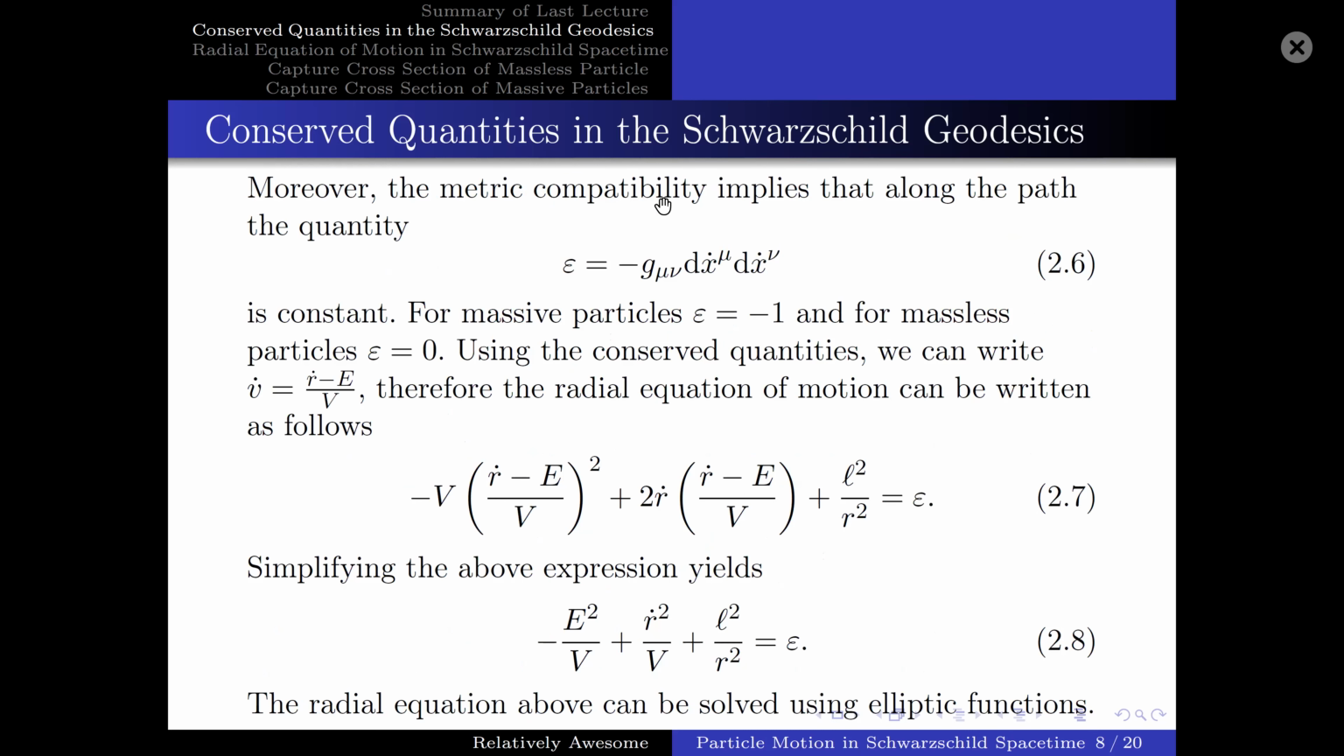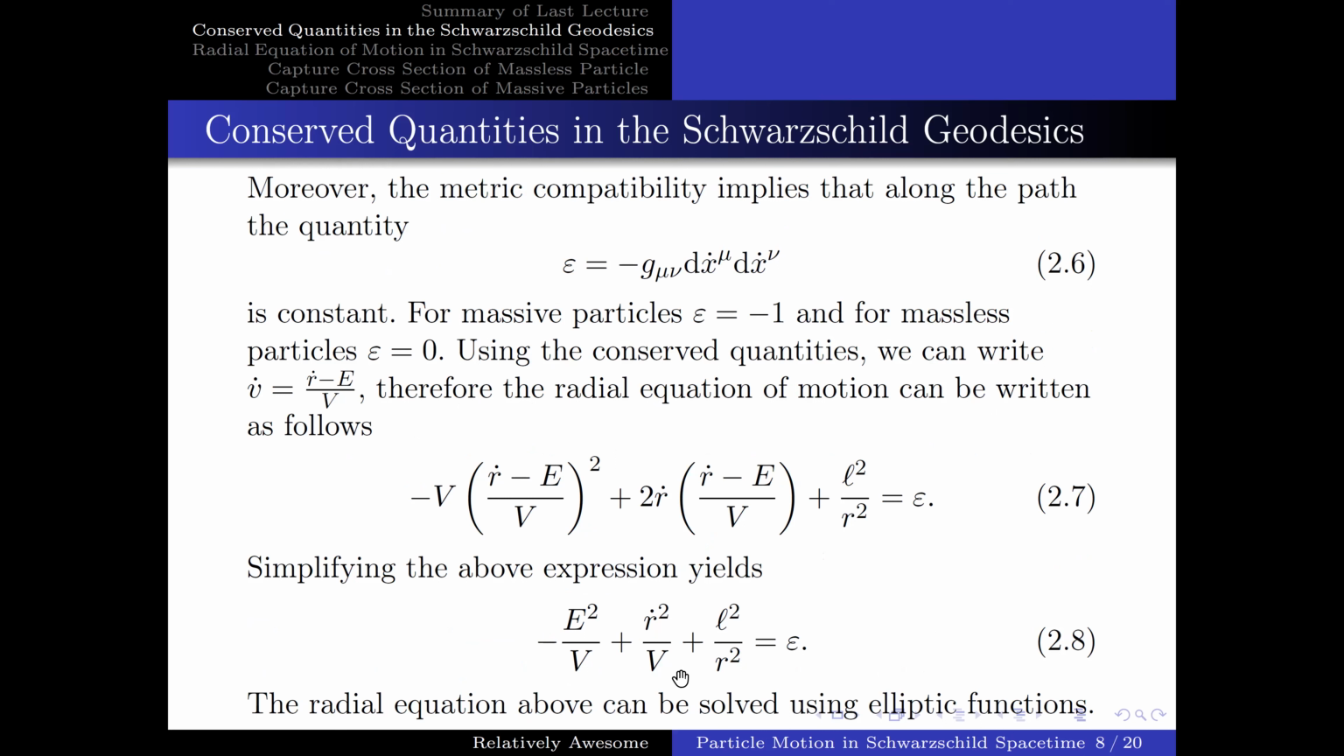Moreover, the metric compatibility implies that along the path, the quantity epsilon is a constant. For massive particles, epsilon is equal to -1, and for massless particles, epsilon is equal to 0. And using these conservation laws, we find that v dot is equal to r dot minus E over V, and therefore the radial equation of motion is as follows. Simplifying the above expression, we yield the following.